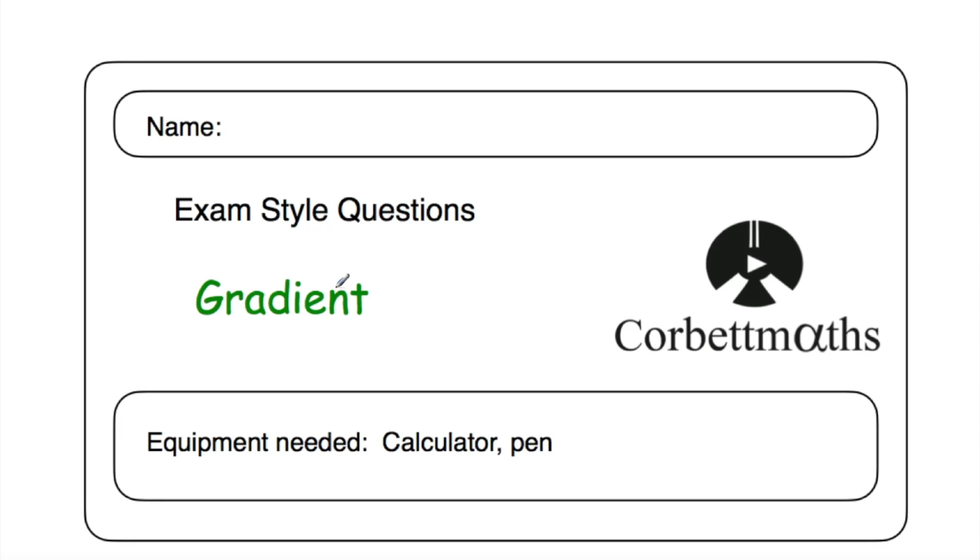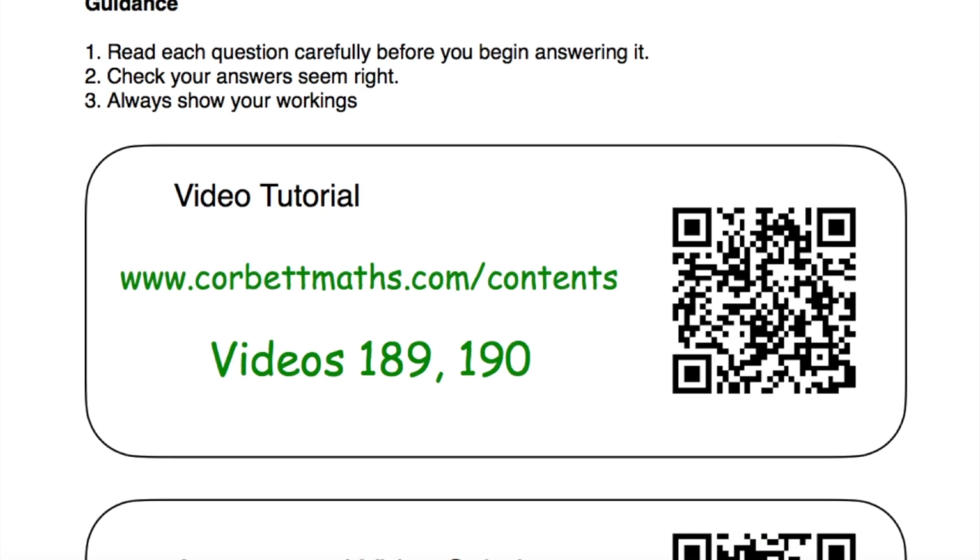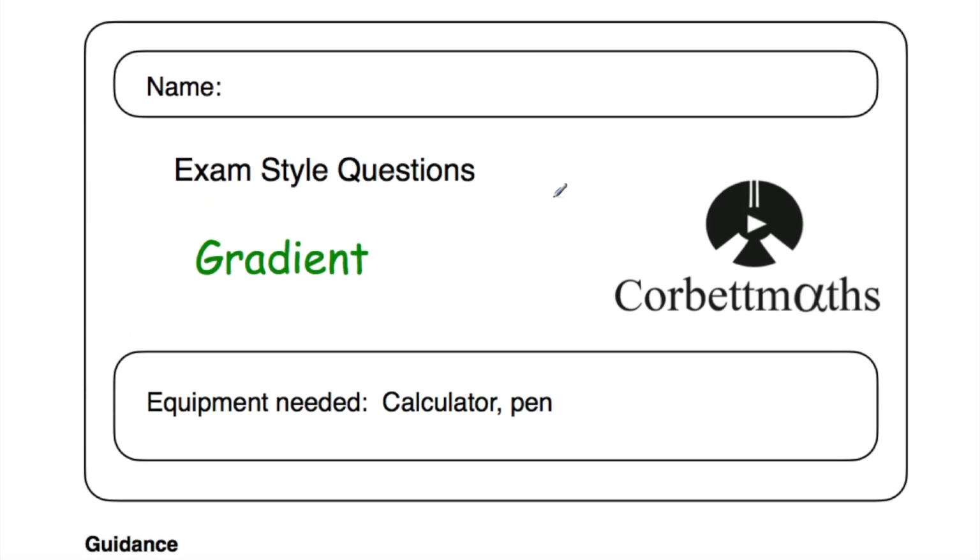In this video, we're going to look at the video solutions to the Corbettmaths practice questions on the gradient. If you need any extra help on the gradient, go to Corbettmaths, go to the videos and worksheet section and scroll down to video numbers 189 and 190. There are dedicated video tutorials there on the gradient. Alternatively, you can scan this QR code. But in this video, we're going to focus on the video solutions to the practice questions, so let's get started.